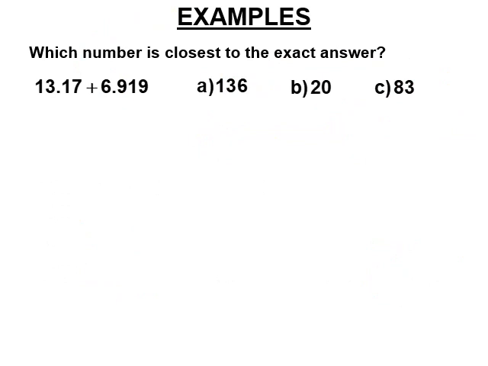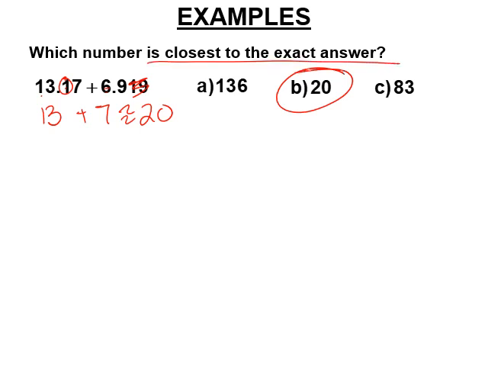Same thing here. So use your rounding skills. All right, so there's 1, so that stays at 13. That's 6.9, that goes up to 7. So this is around 13 plus 7, or around 20. Which number is closest to the exact answer? 20 is. The actual answer is a little more than 20. Am I wrong about that? I have to look. Oh, I don't want to do it.